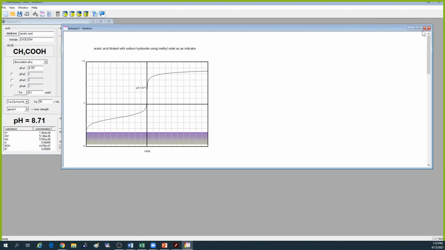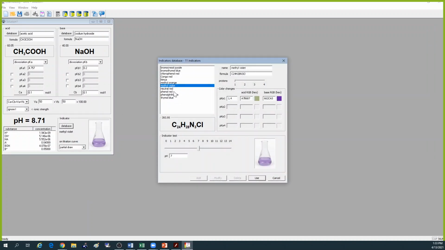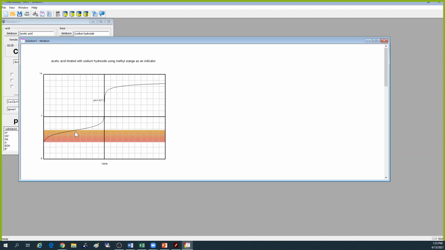Let's go up and down the list here just to get an idea of how this works. If I had picked, let's say, methyl orange, notice that it's closer, right? Our transition happens somewhere here, but we're still way off of where we need to be. In other words, we would have stopped our titration here at a very low volume, thinking, oh look, it's done. But it's not done. We haven't hit this point yet.